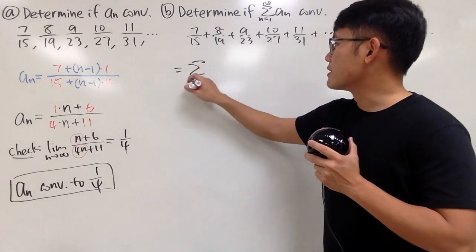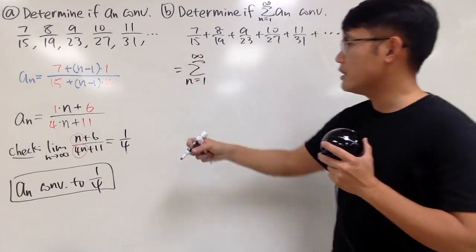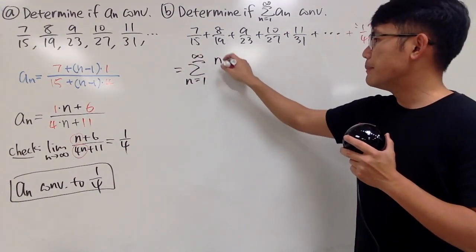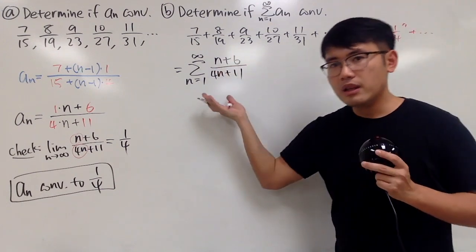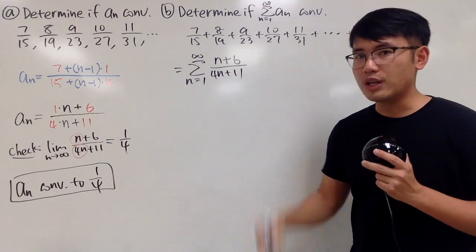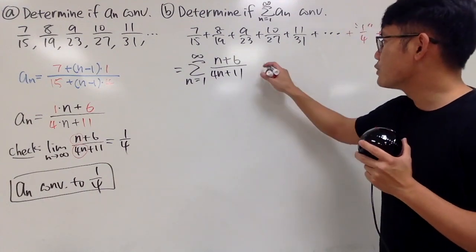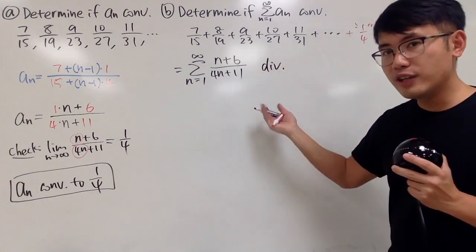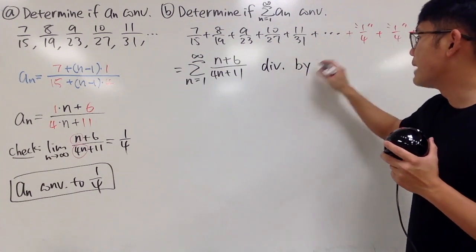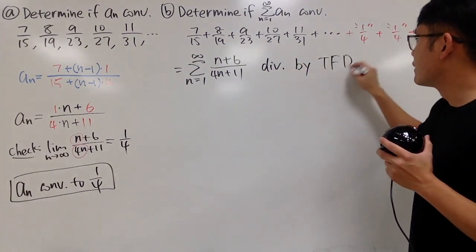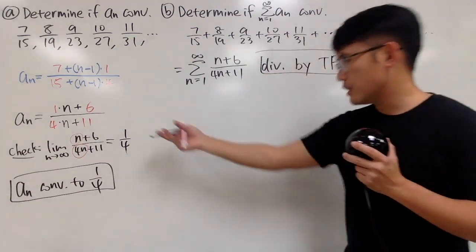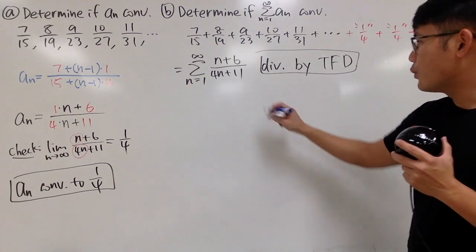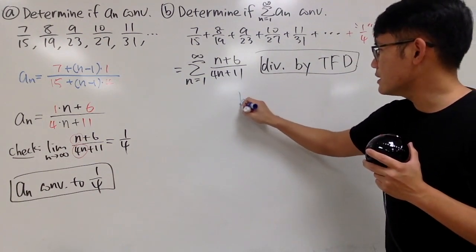Let me just show you. You are going to encounter the sum as n goes from 1 to infinity of n plus 6 over 4n plus 11. This is the more typical question you have to deal with. I will tell you this diverges, and the reason is the test for divergence. And this is all you have to put down, because over there we have seen that, right?